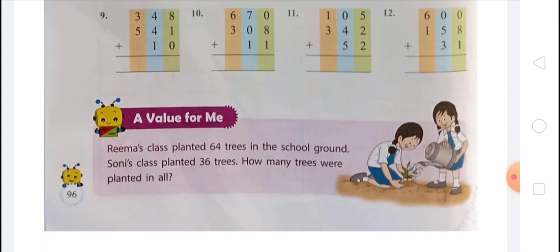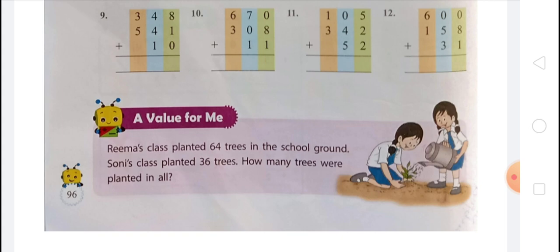Rima's class planted 64 trees in the school garden, and Sony's class planted 36 trees. How many trees were planted in all? You have to find how many trees were planted in all. So we have to add, because we have to find the total.